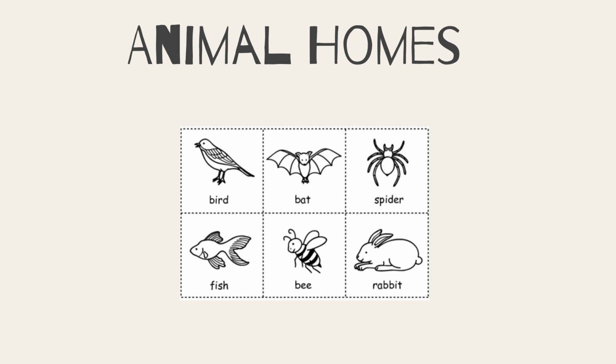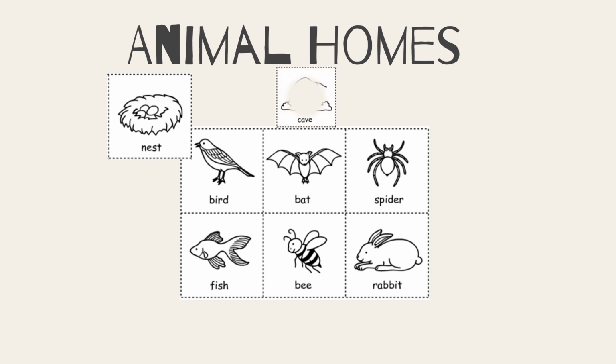And then we have animal homes. Do you know where these animals live? Let's take a look. Birds make nests. And that's where they lay their eggs. Birds live in their nest. Bats live in caves.